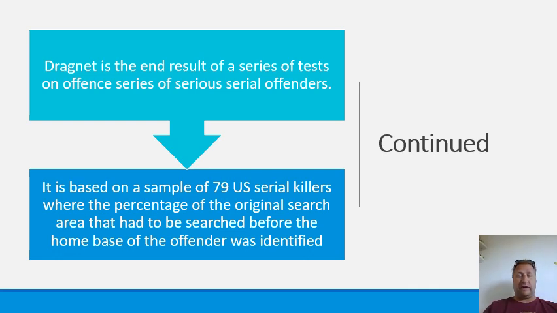And so what the UK research did, they looked at 80-odd US serial killers and plotted their murders and worked out the statistical program from there. Okay, so it's based on scientific stuff. This isn't just someone making it up.